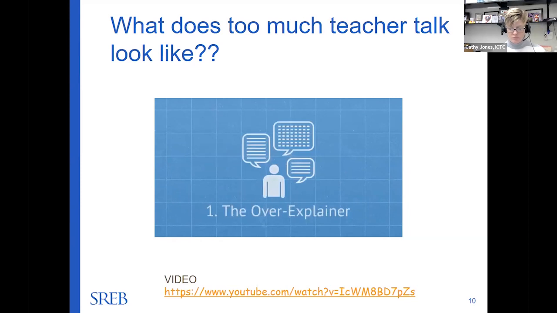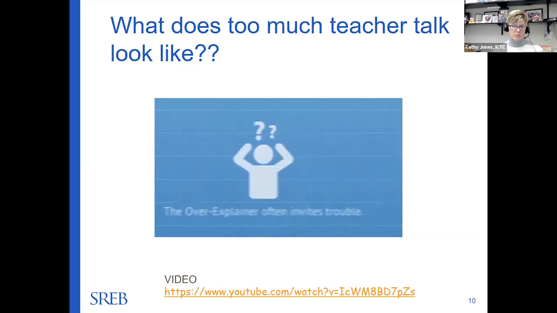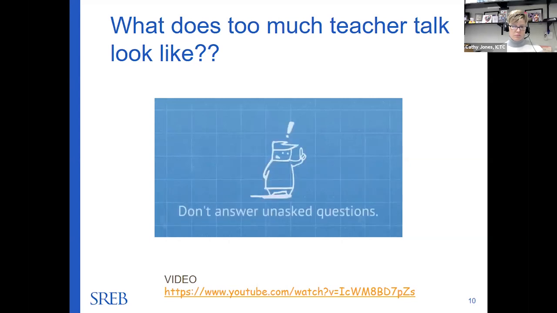The over-explainer is the type of teacher who plans a perfectly leveled activity for their students, but then uses a much higher level to explain it. The over-explainer seemingly asks for trouble. They offer information even when students are not puzzled, curious, or even ask for it. Try not to be smarter than the room.